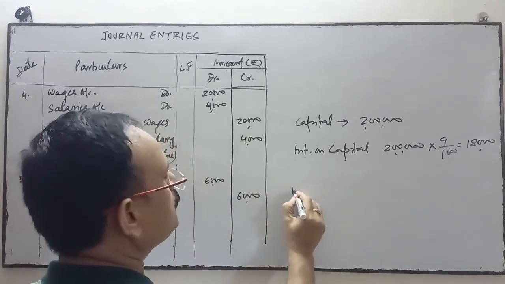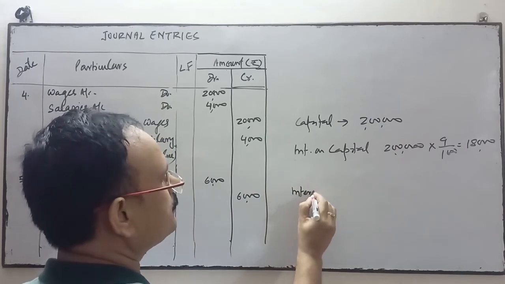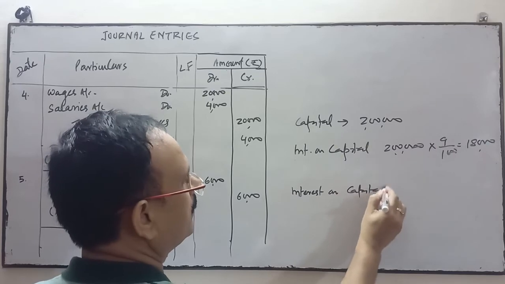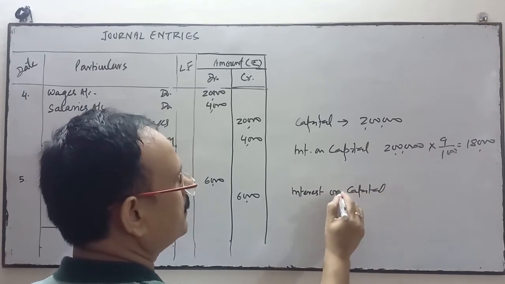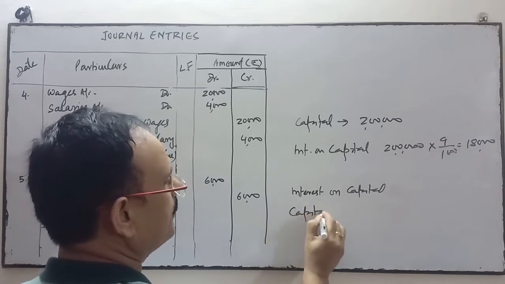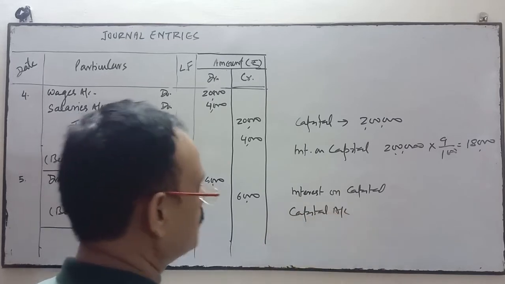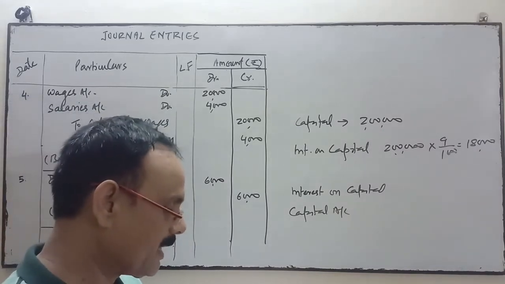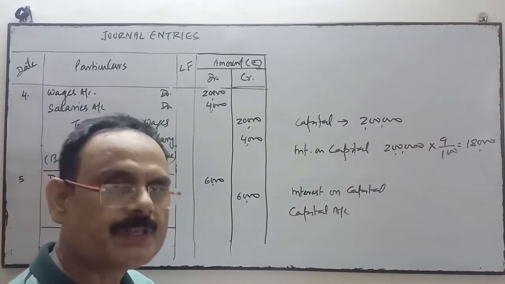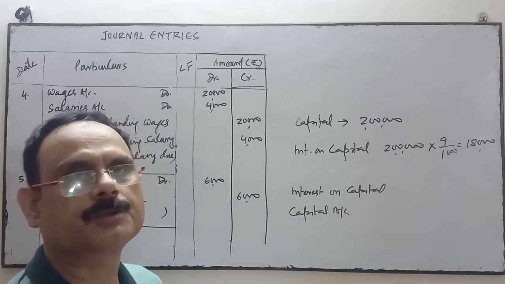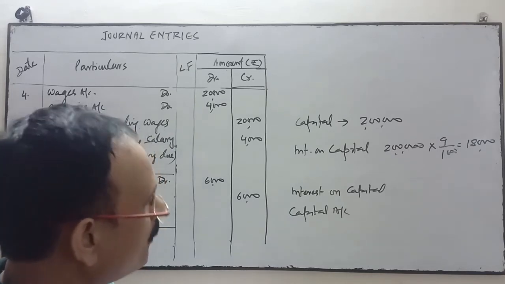One is interest on capital account, and the second is capital account. We will open the capital account because interest is not paid. The word over here is provide. It means it's a provision. Amount is not paid to the proprietor for interest on capital. So it is a provision.